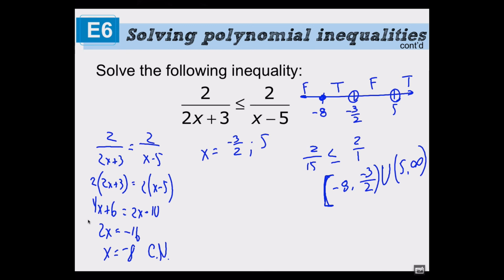Question, sir? Can you ever have one that's like all true or all false? Yes. So when you write just all true, if it's all true, it would be -infinity to infinity. If it's all false, it would be empty set.